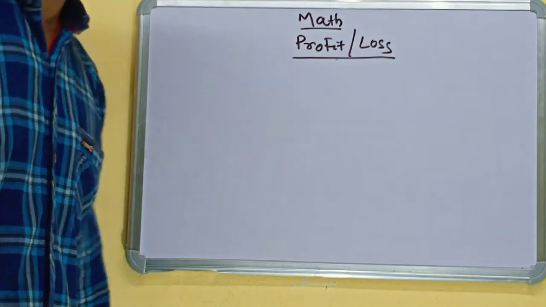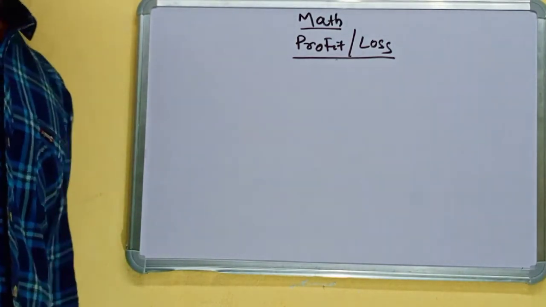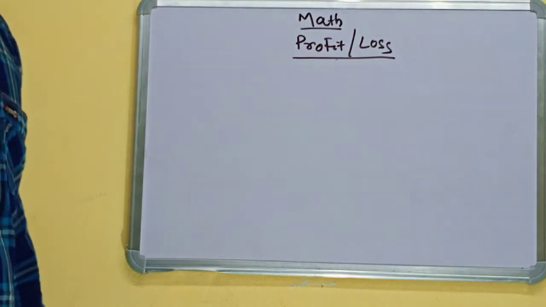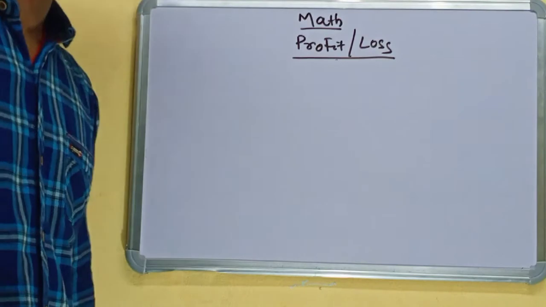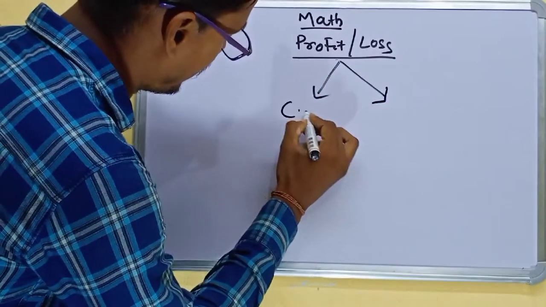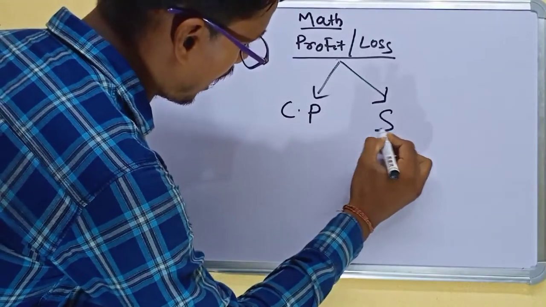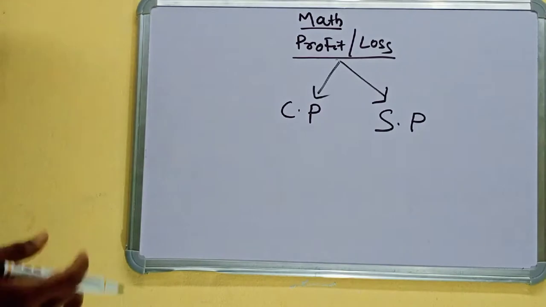It is the first chapter of math. When we calculate profit or loss, it must depend upon two terms. One is CP, another is SP. Then what is the CP and what is the SP?